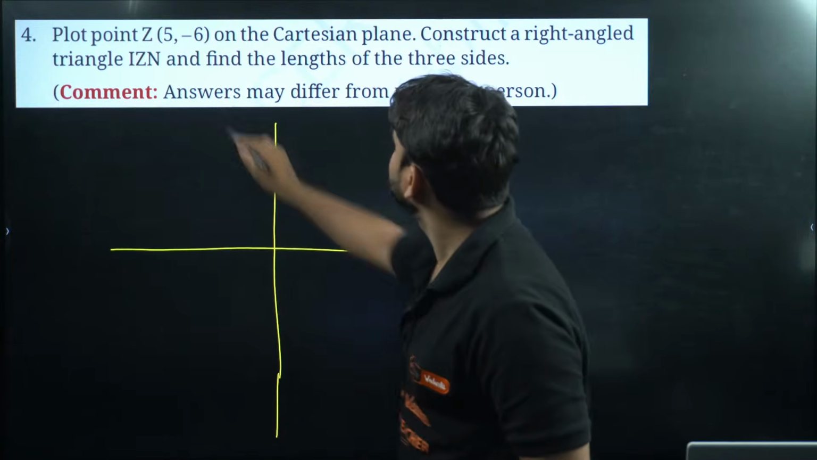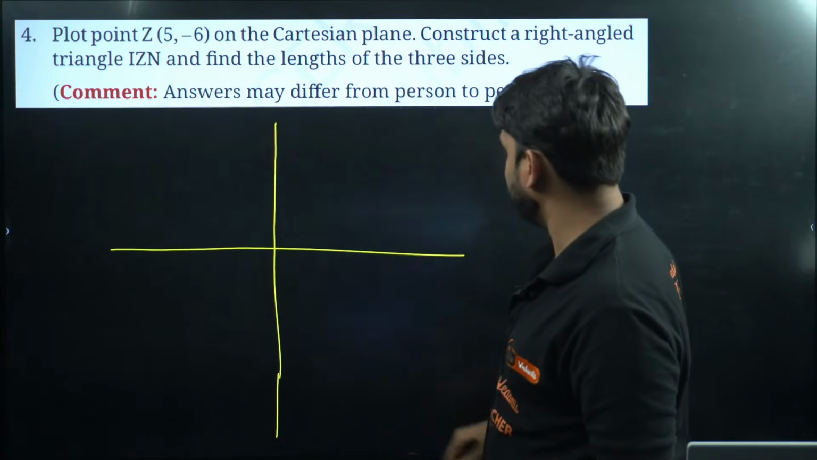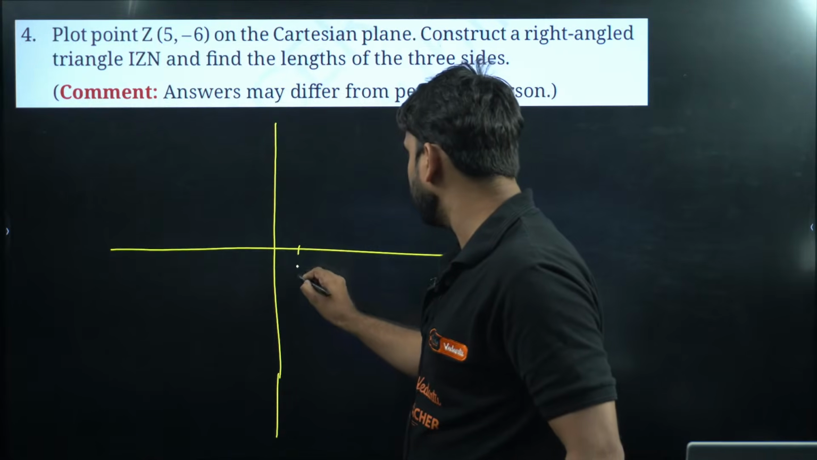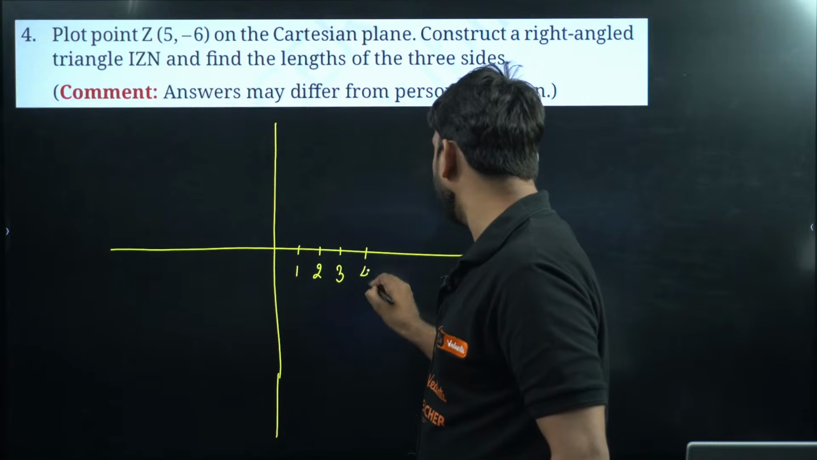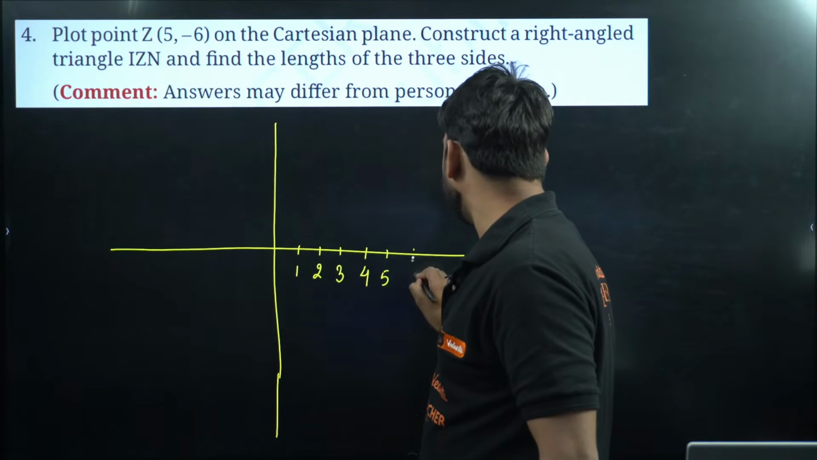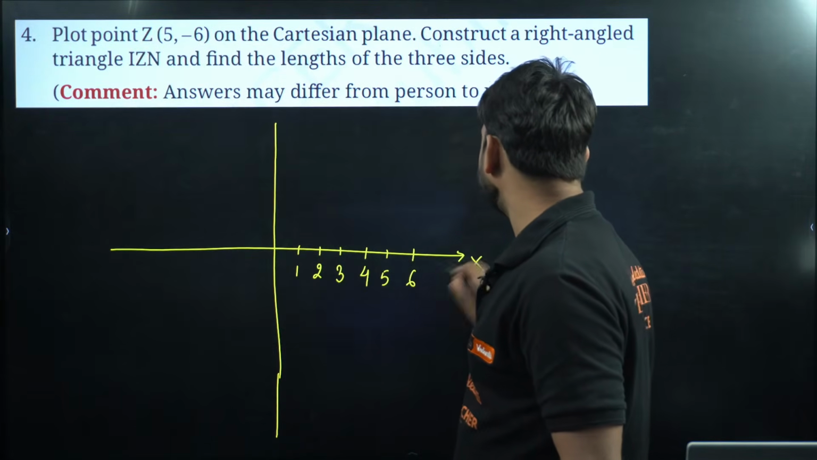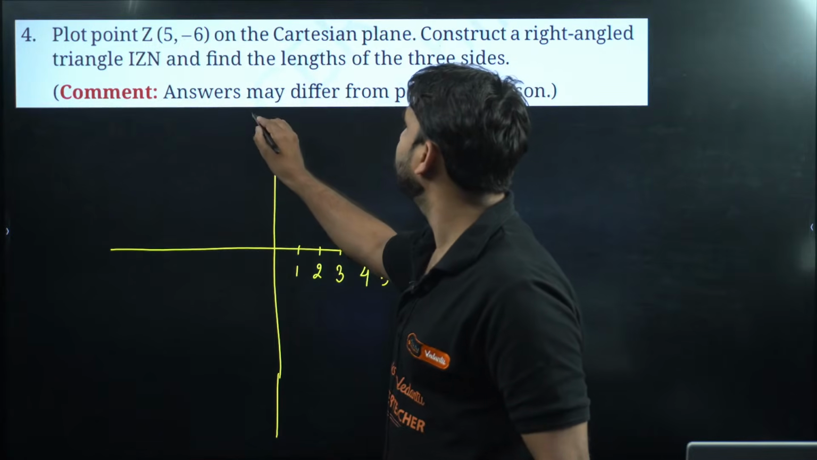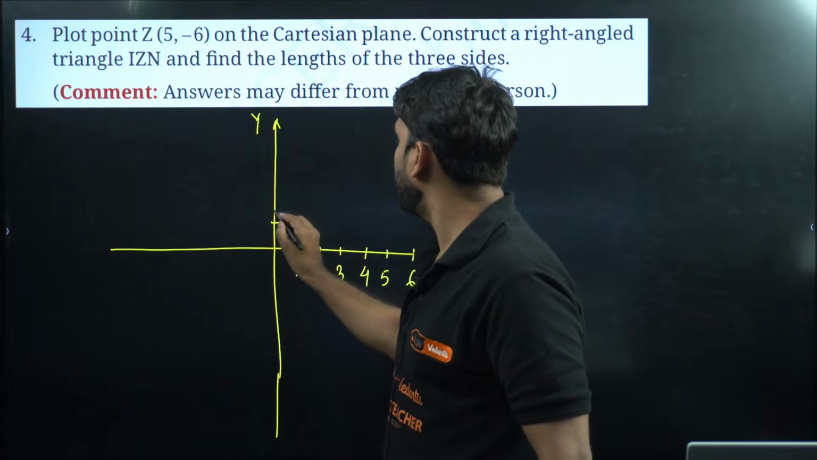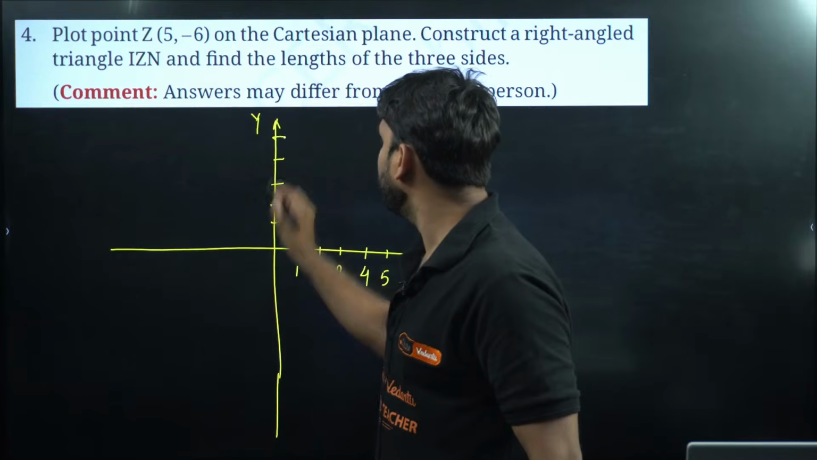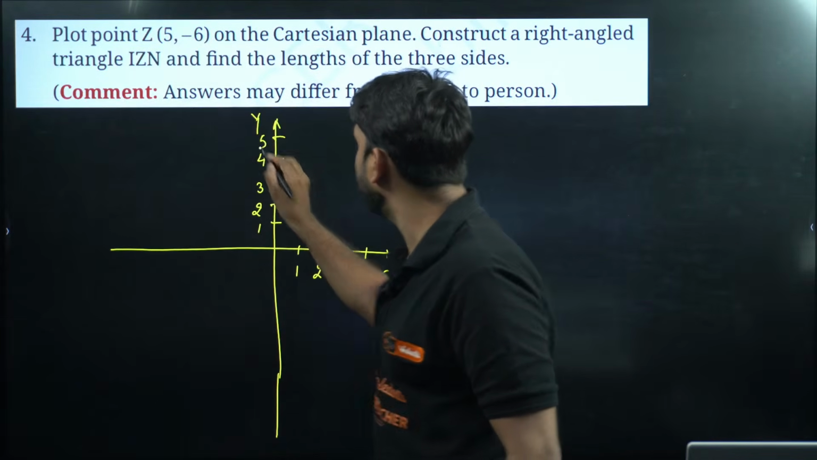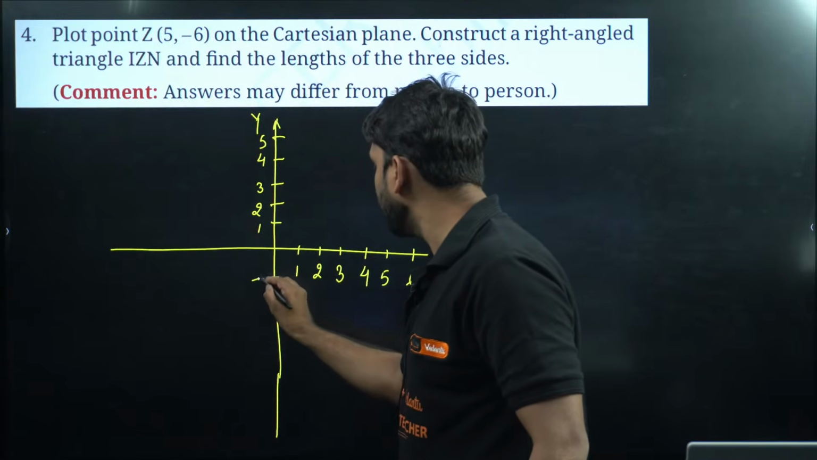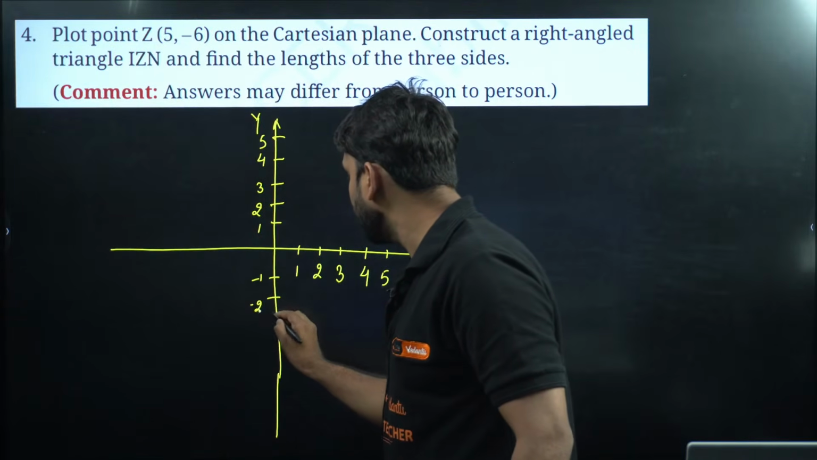Okay, so the z is 5, 6. Let's write the numbers 1, 2, 3, 4, 5, and 6. This is your x-axis, and this is your y-axis. This is 1, 2, 3, 4, 5. 1, 2, 3, 4, 5. And here, the same units will come, but in negative format.